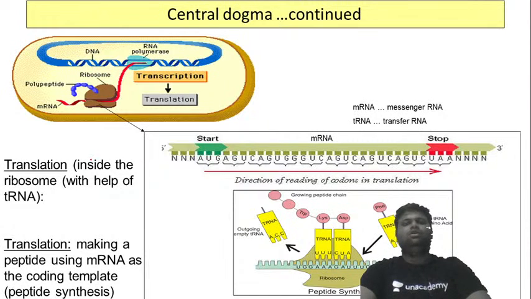So this is the central dogma once again continued. As you know, translation takes place inside the ribosome with the help of the tRNA. And this is the start codon AUG. This is the start codon.